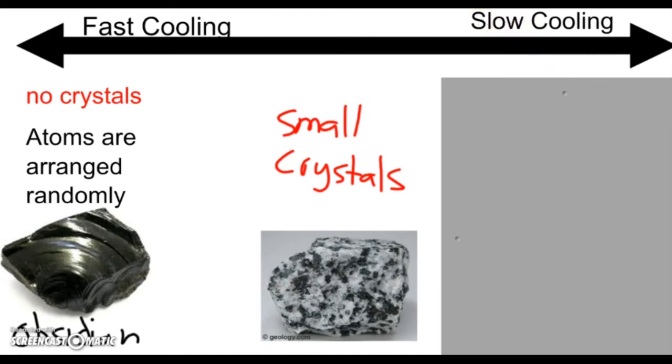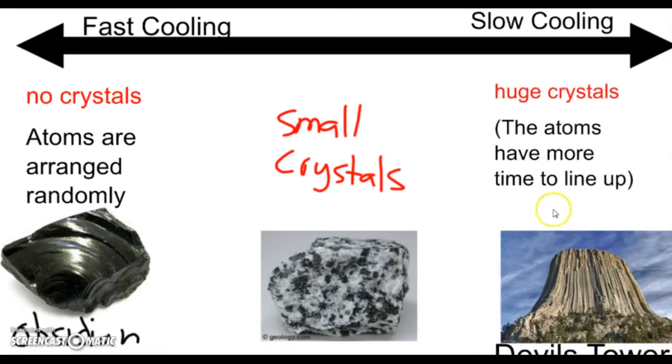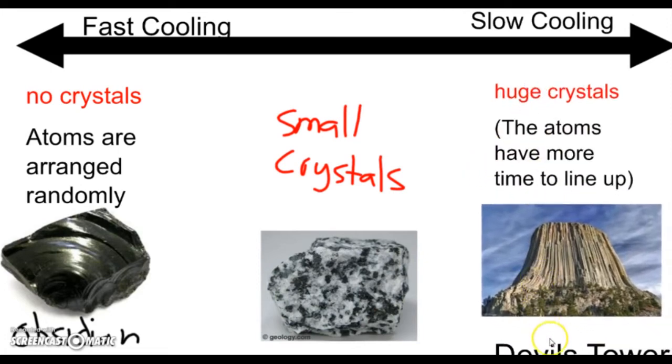Now, slow cooling is the one that really kind of gets neat. If you have a long period of time, and these crystals have a long time where they can line up, what happens is you can have something huge, huge crystals. And so the atoms have more time to line up. And the example here is going to be Devil's Tower.